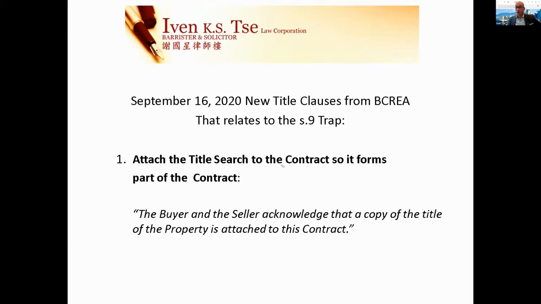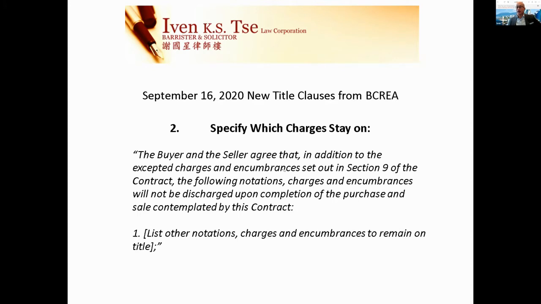And I'll tell you about a particular clause that I really like, which I believe is in some of the guidelines that have been provided to agents as well. The other thing to add, the second suggested recommended clause, specifies which charges stay on: "The buyer and seller agree that in addition to the accepted charges and encumbrances set out in section 9 of the contract, the following notations, charges, encumbrances will not be discharged upon completion of the purchase and sale contemplated by the contract." And then you list everything that's supposed to stay on.